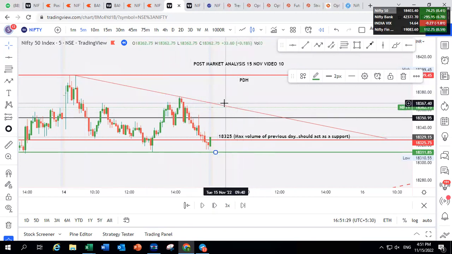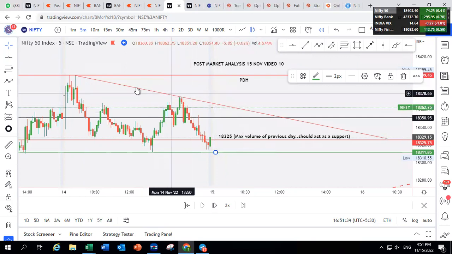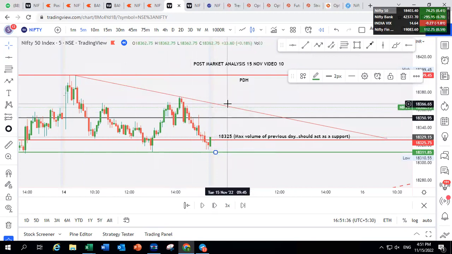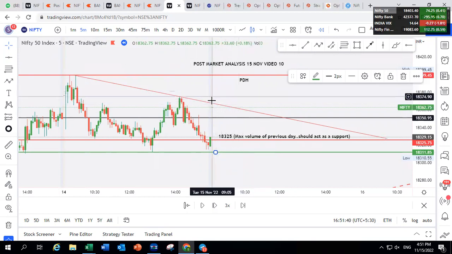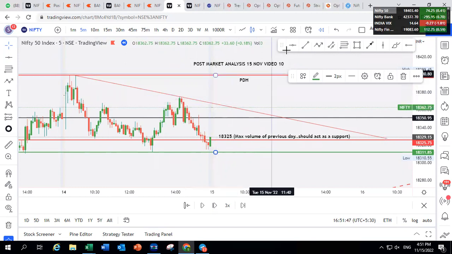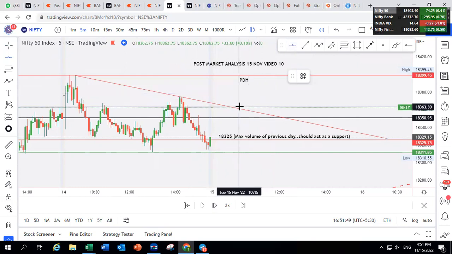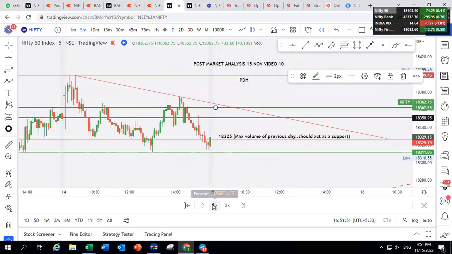Remember this point. If the market is below your resistance line, then only that is a resistance line. Otherwise, it is not a line at all. Had the market opened above, then I would have deleted this line and looked for other resistance lines. So the market opened here, at 18362, and I'll plot 18362. Now, let us start the market.